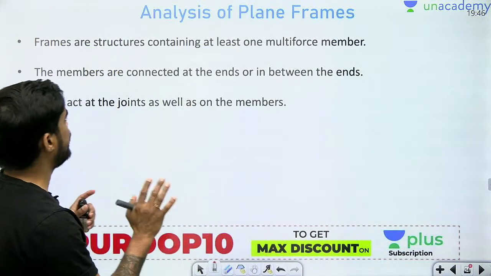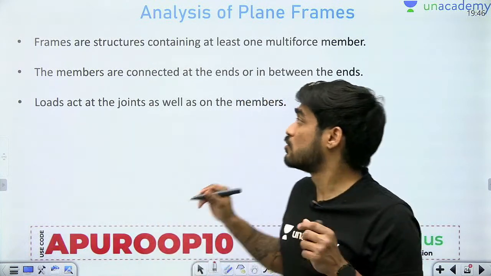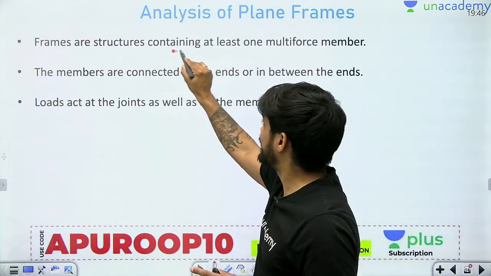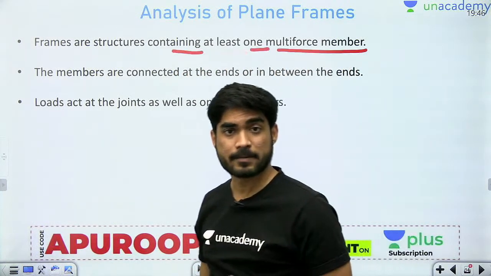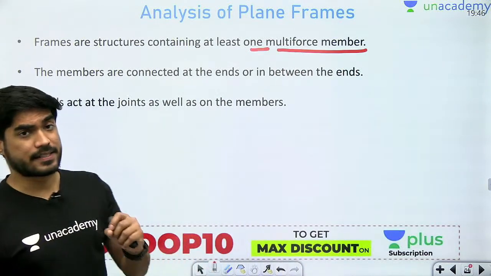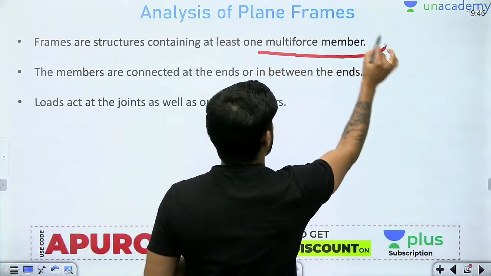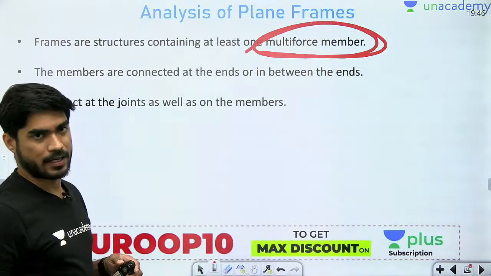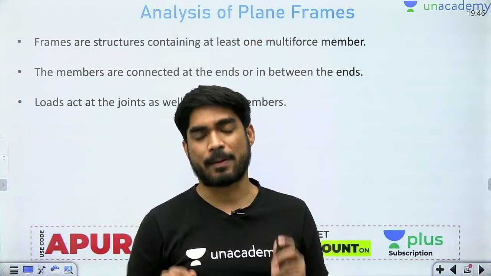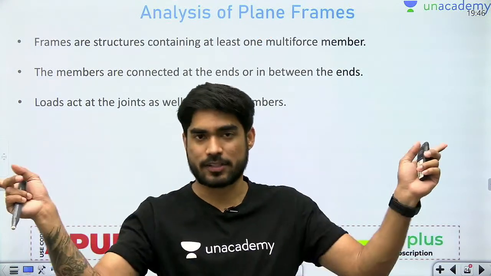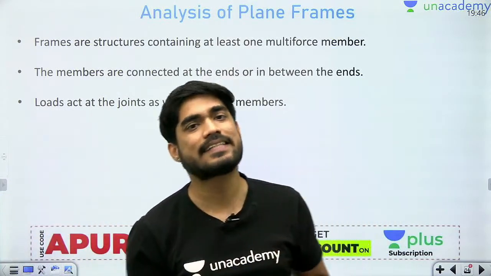Okay, so understand the first point, which is the most important point, which is the definition of frame. So frames are structures containing at least one multi-force member. Understand the most important difference. It contains at least one multi-force member. Now what do we mean by multi-force member? Understand. The members of truss are two force members. Means there are only two forces. At one end, at other end, there are only two forces, means they are subjected to axial forces.